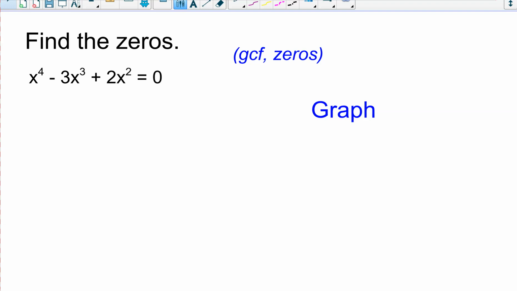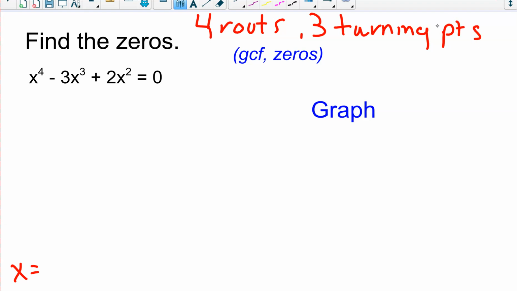Okay, let's take a look at this next one here. So this, I know I'm looking for 4 roots or 4 solutions. And because of the 4th power, I know that there are 3 turning points, right? And if I did a GCF on here, which I could do, but we could just graph it also. I could take a GCF out. Let me just show you how that works.